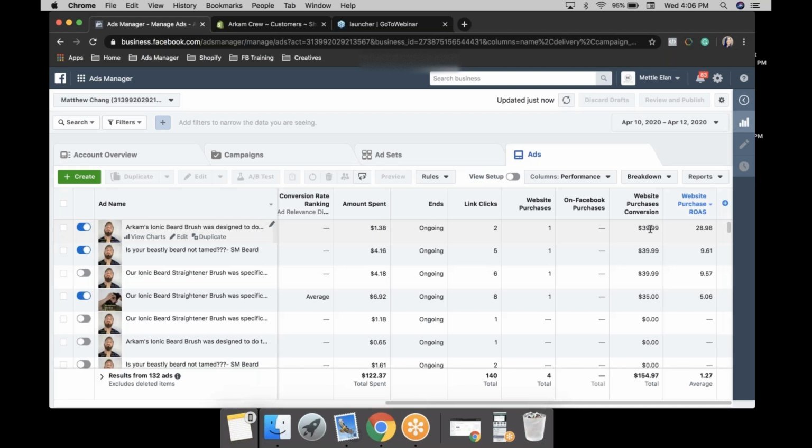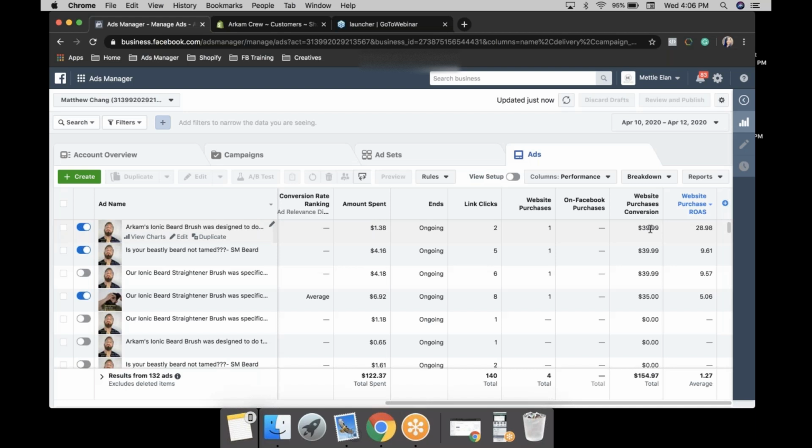You could just Google how to calculate your Facebook ROAS break even for your business. Just Google break even ROAS and it'll tell you how to calculate it. And once you find out what yours is, you'll be able to know what your goal is.